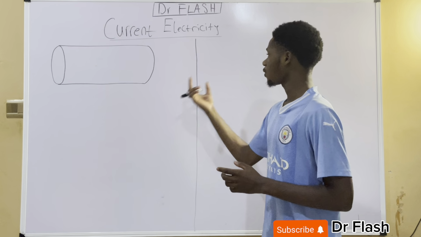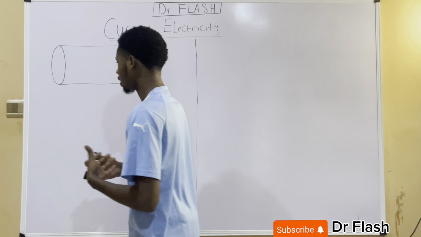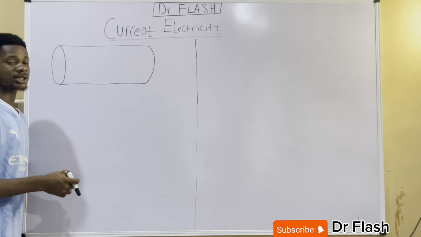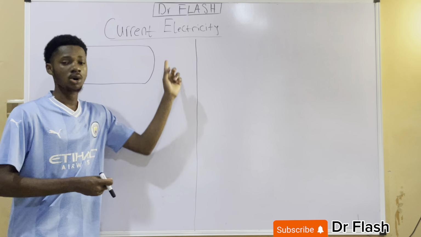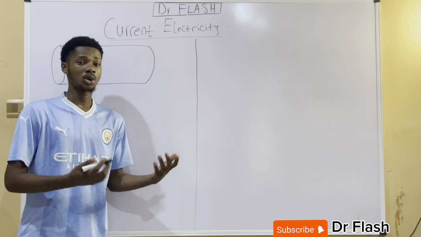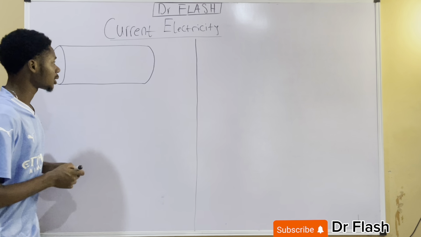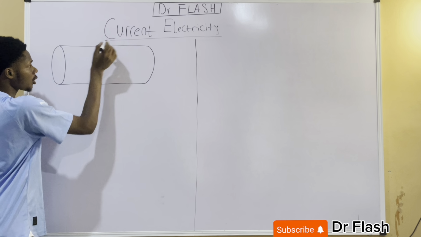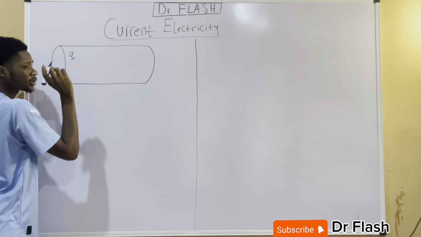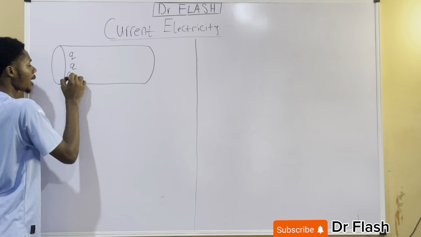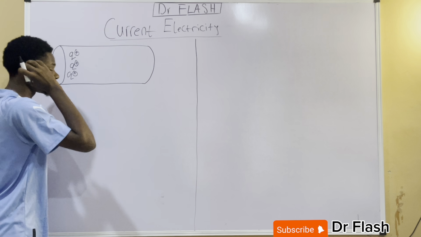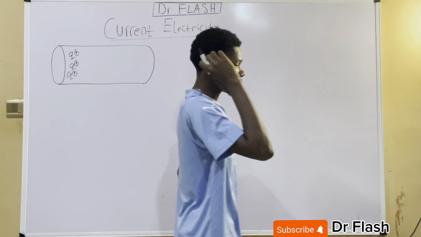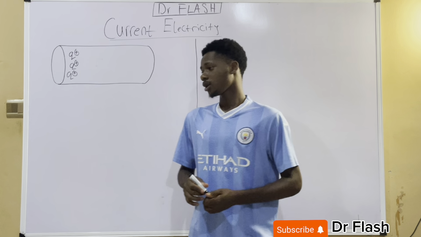Now for current electricity, we're simply talking about charges that are in motion, that is, the charges are now moving. When charges are moving, what they create is what we call current or electricity, which we all know in general. It is important to take note that current is caused by mobile or free electrons, charges that are moving. That is what causes current.